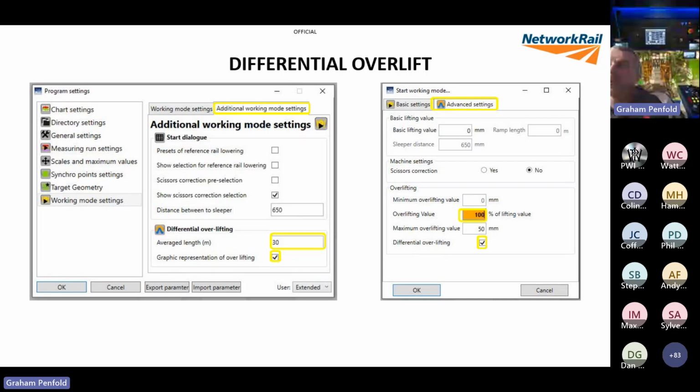And then you also have to go into your advanced settings in work mode, so it's a bit fiddly to find. Then you put your overlifting value in there. You can see I've put 100% and I've clicked on differential overlift. If I don't click on differential overlift and put 100% in, it will double my lift. So if I've got a 30 mil lift, it will apply 60. So be very careful. When you're using differential overlift, make sure not only to apply the 100%, but to click the box.